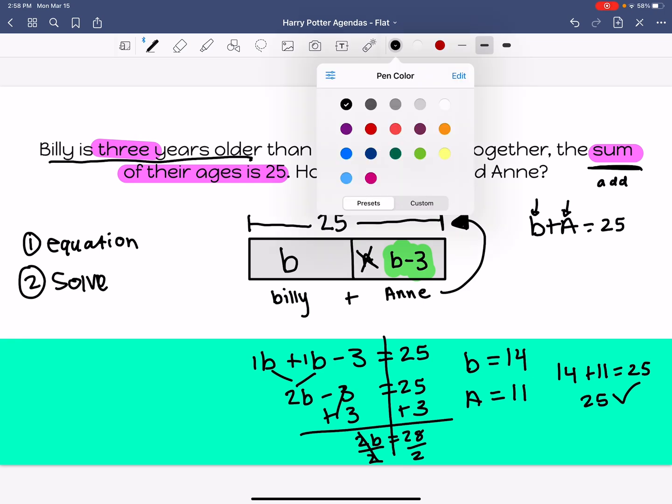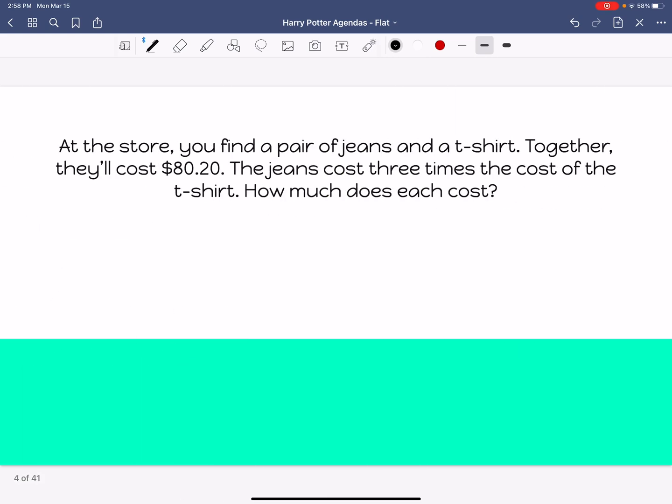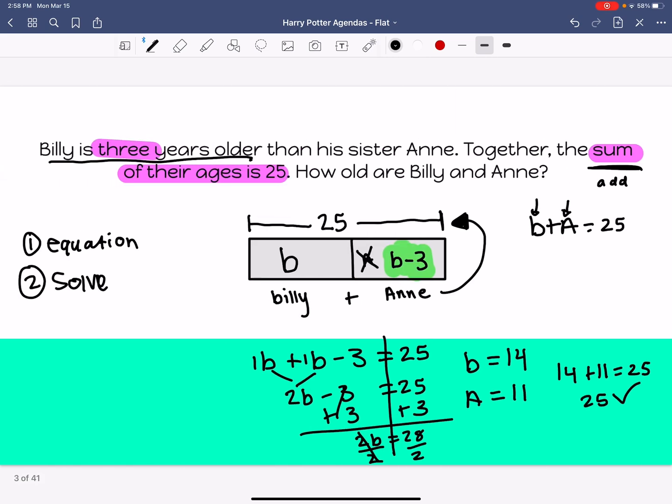So try a few others on your own. There is the practice assignment in Canvas called Equations from Story Problems. And there is an answer key available, so you can try any of those, and let me know if you have questions.